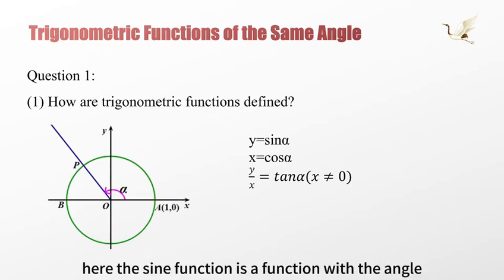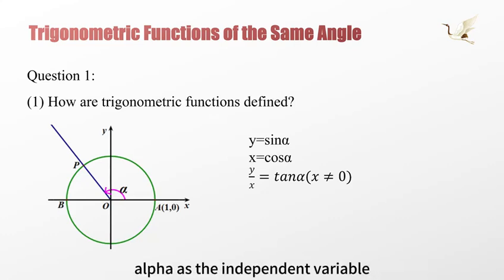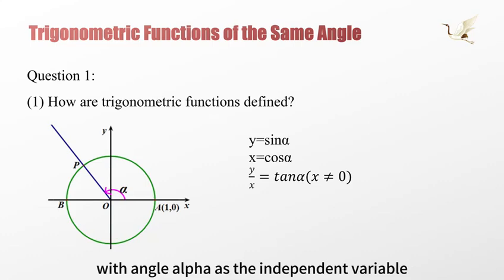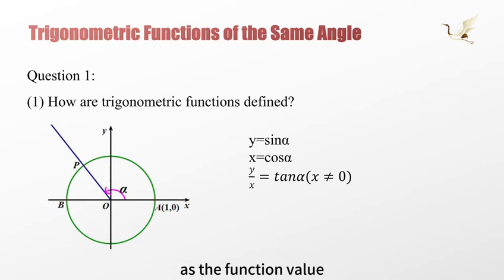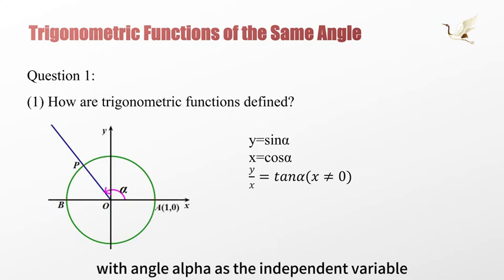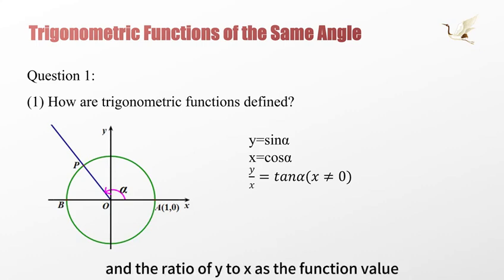Here, the sine function is a function with the angle alpha as the independent variable and the ordinate y of the intersection with the unit circle as the function value. The cosine function is a function with angle alpha as the independent variable and the abscissa x of the intersection with the unit circle as the function value. The tangent function is a function with angle alpha as the independent variable and the ratio of y to x as the function value.